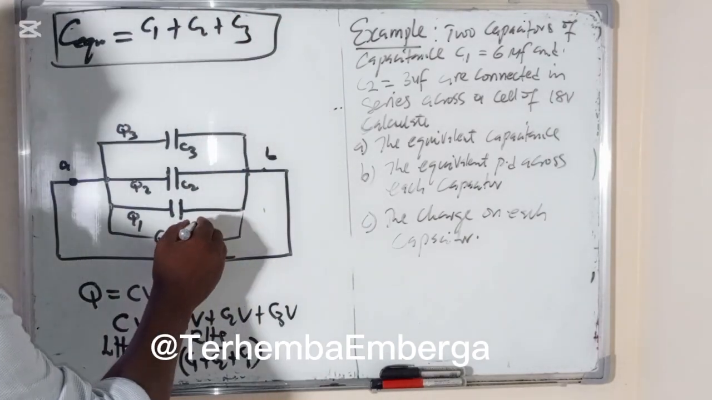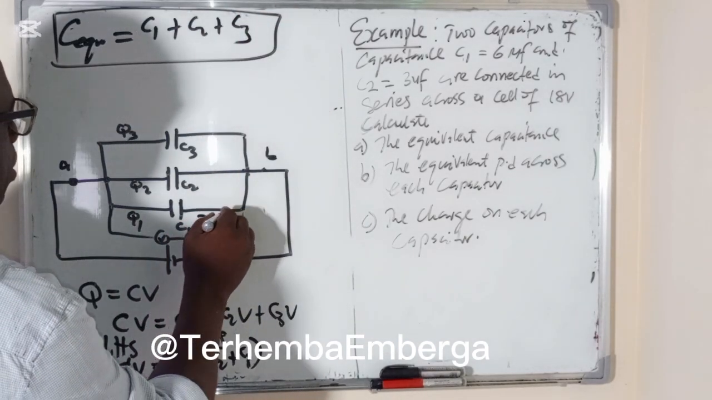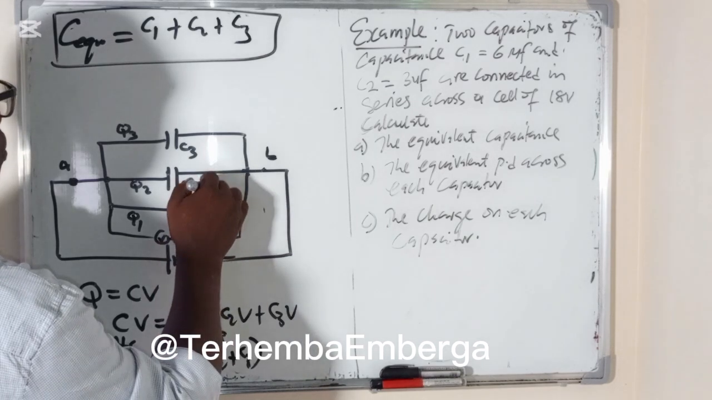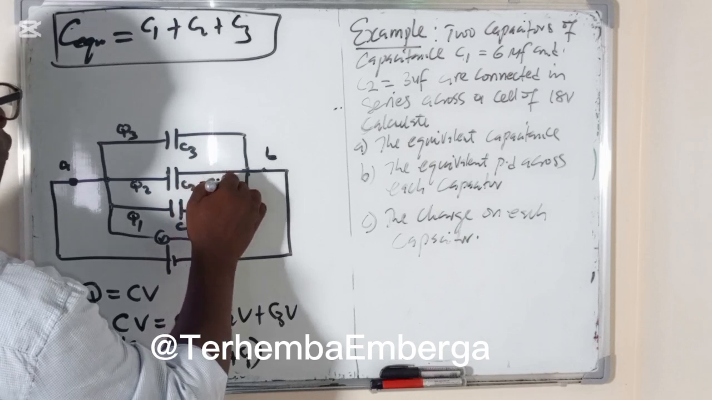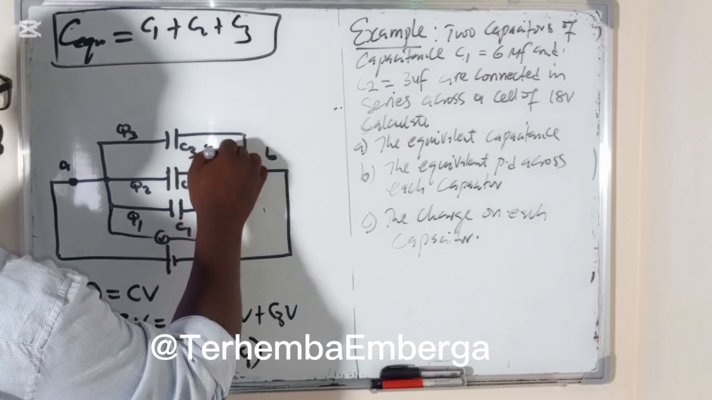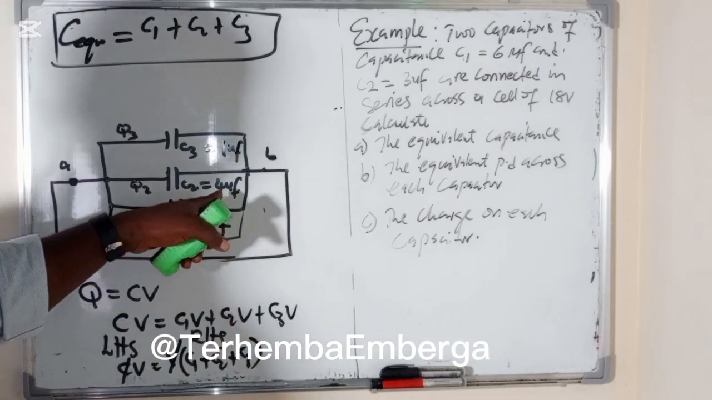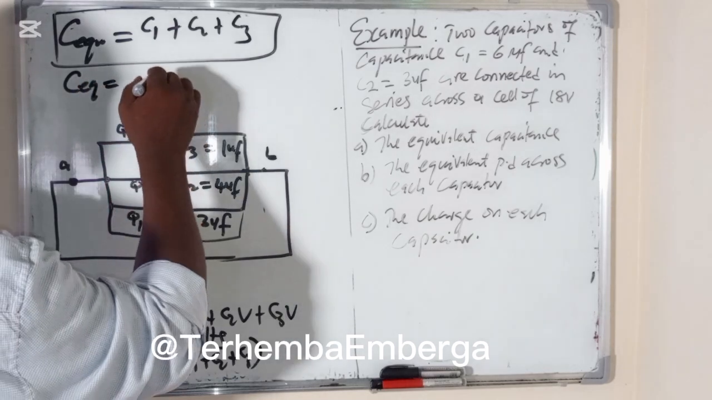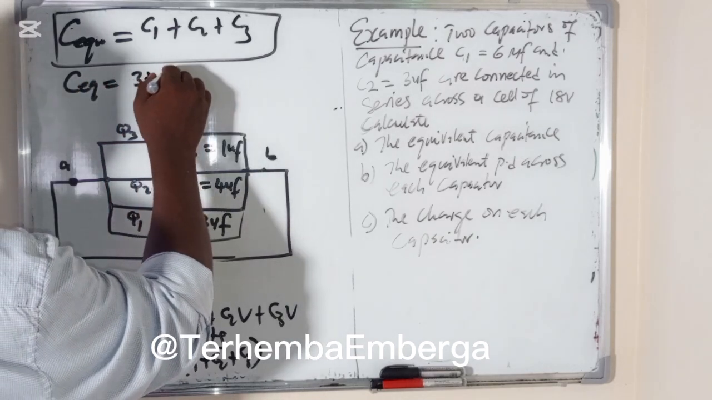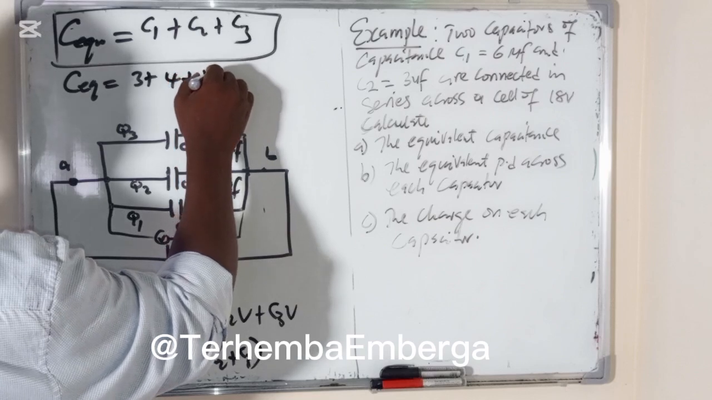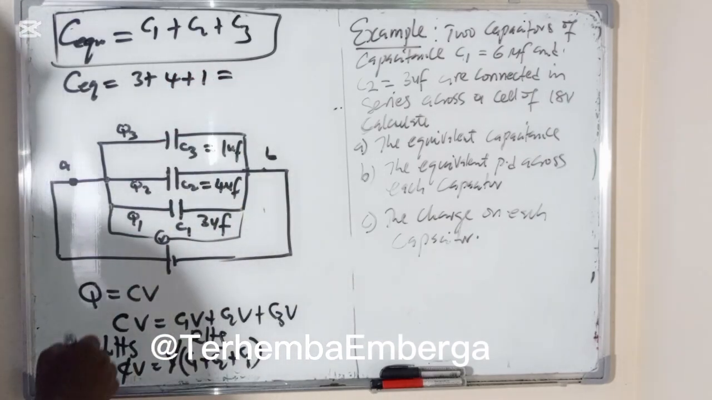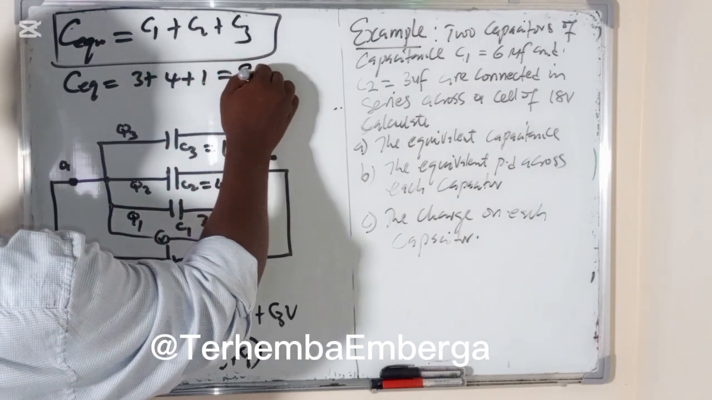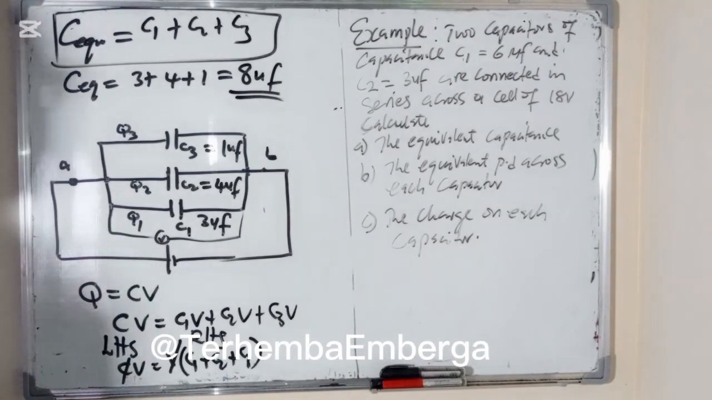Assuming we have 3 microfarads for C1, for C2 we have 4 microfarads, and for C3 we have 1 microfarad. For you to find the total capacitance, C equivalent will be equal to 3 plus 4 plus 1, which will give us what? If you add this, it is 8 microfarad.